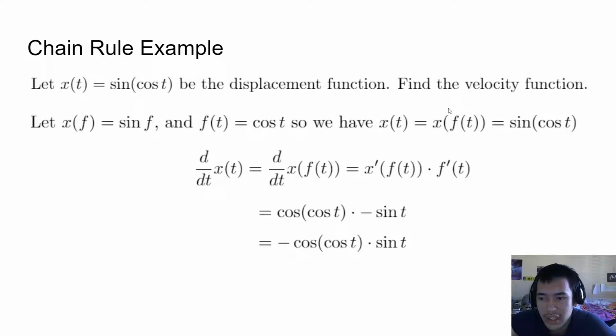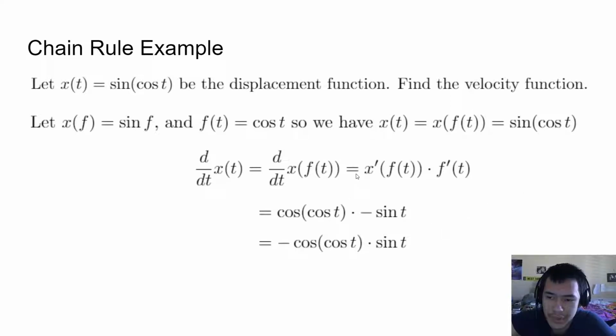So that when we put f of t as the input of x, or x of f of t, we get sine of cosine of t, because we're just taking this cosine of t and plugging it into this f for sine of f. So we have sine of cosine of t.